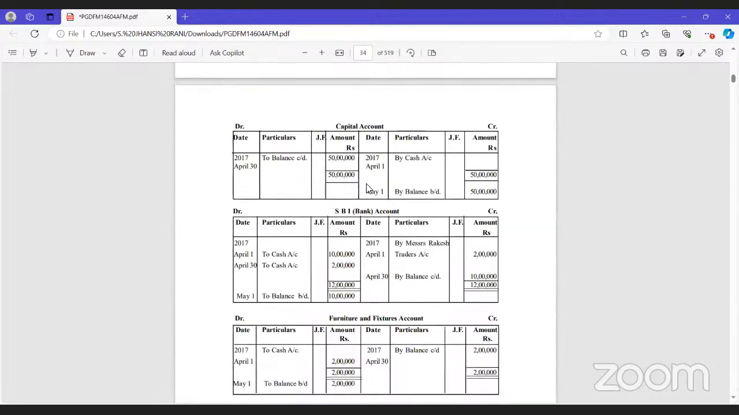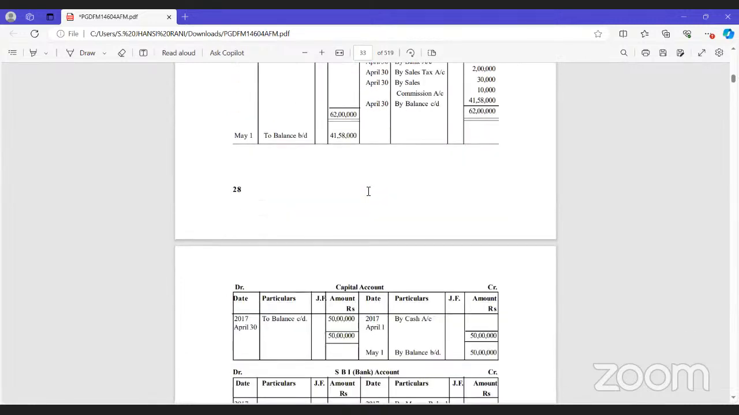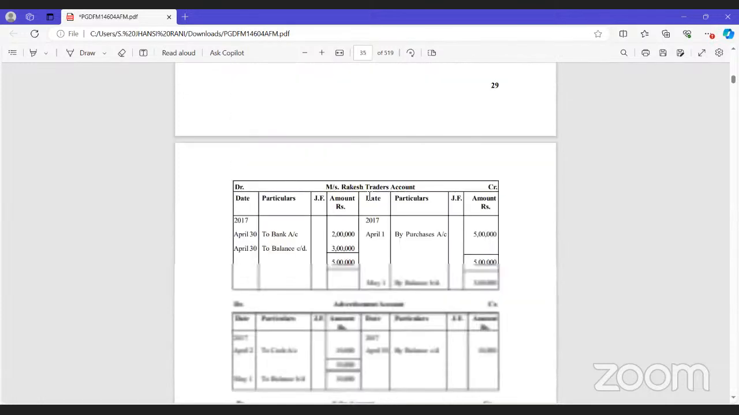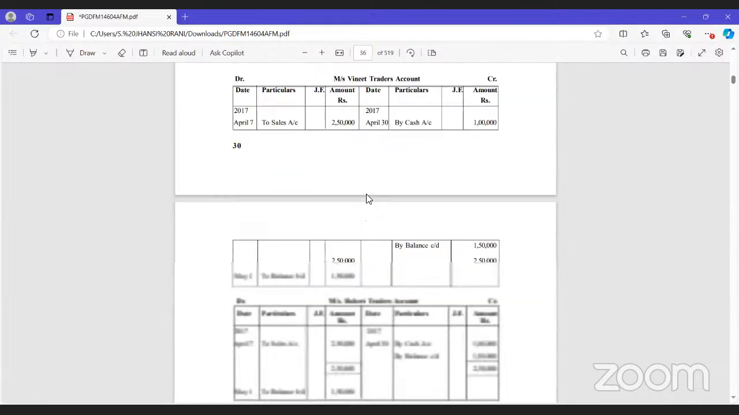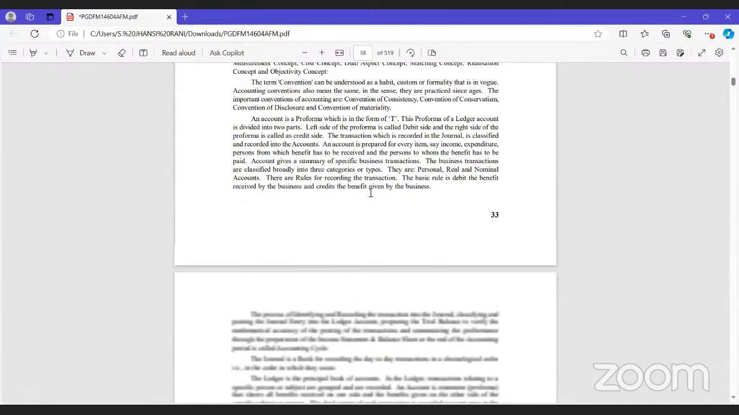Like this, they prepared all. Like this is only the cash account. Like that, whichever item is repeatedly done, they have prepared all the ledger accounts. For each item, they prepare the ledger account. This is how we write journal and ledger.